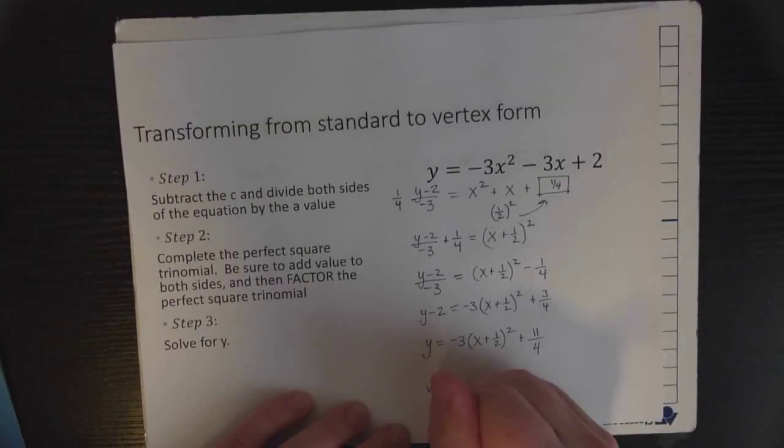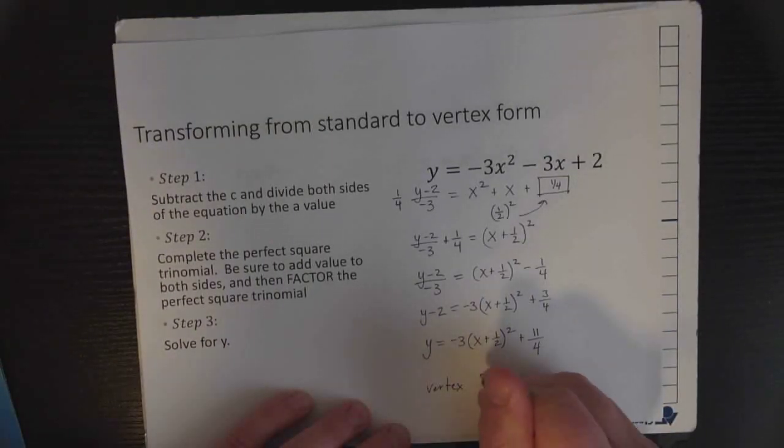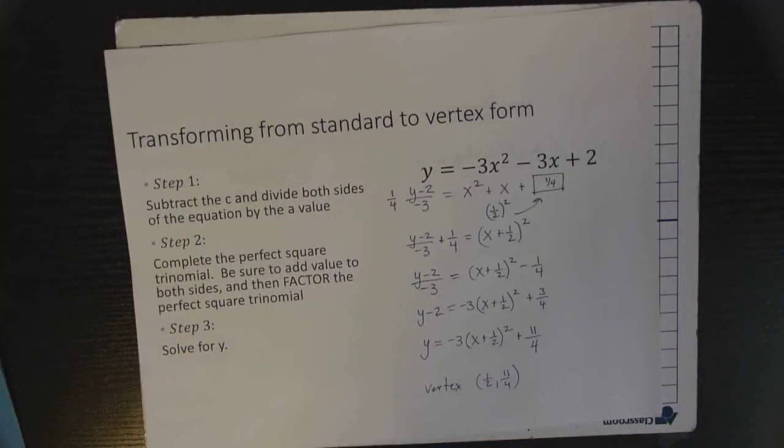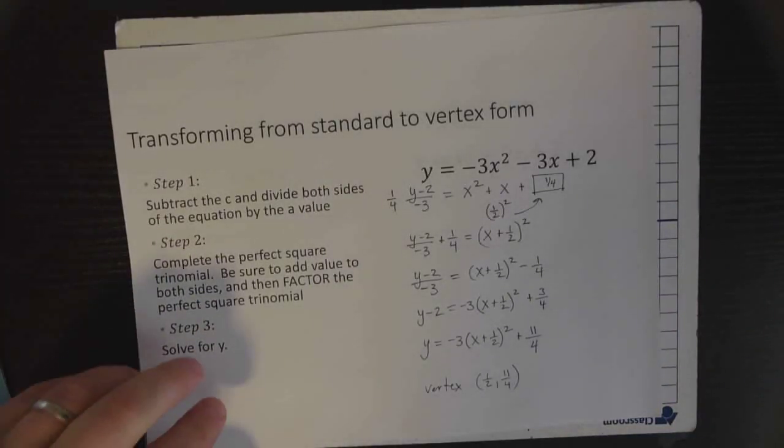So here, our vertex is at 1/2, 11/4. You can verify that if you want to find the axis of symmetry from the standard form, and then plugging in that value to find the y value of the vertex. But you should end up with the same results.